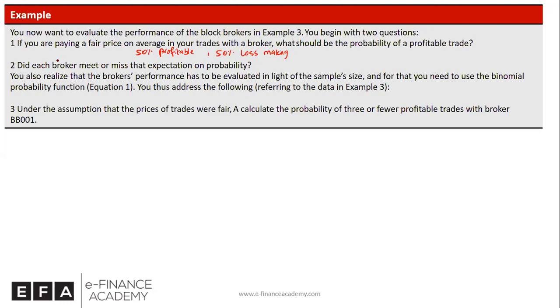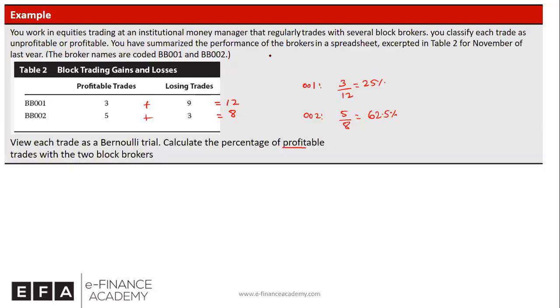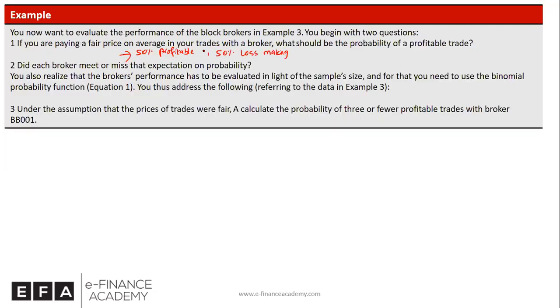Now, a related question is, did each broker meet or miss that expectation? So to answer this, if we assume that it's 50-50%, the first broker, yes, did miss because it's significantly lower than the 50%, while the second broker did exceed the expectation, right? So if our expectation was that 50% will be profitable and 50% will be loss making, then the second broker did exceed the expectation significantly.